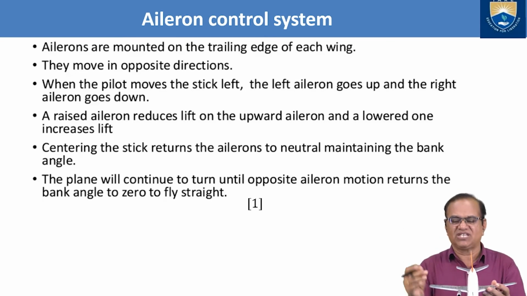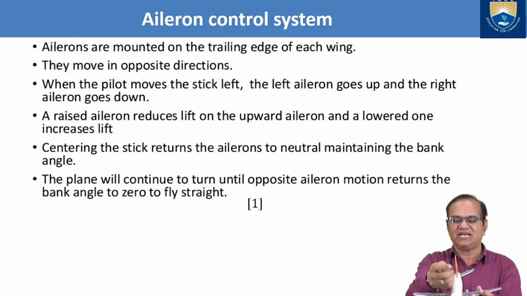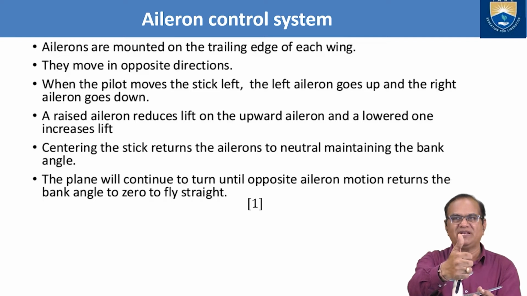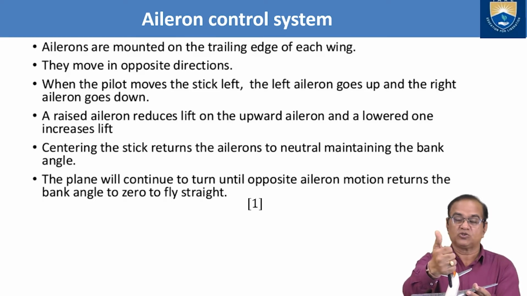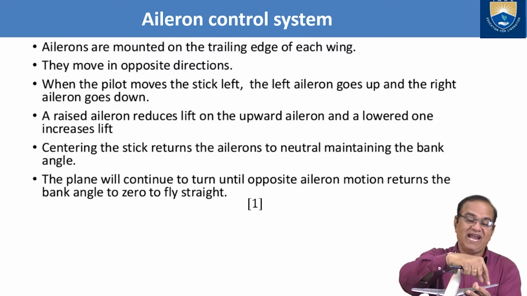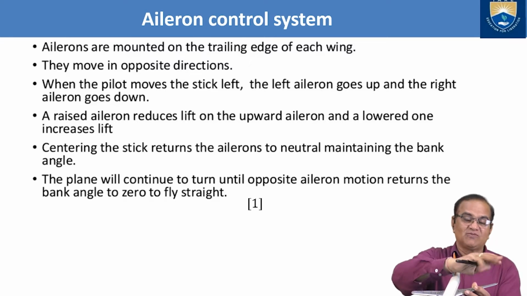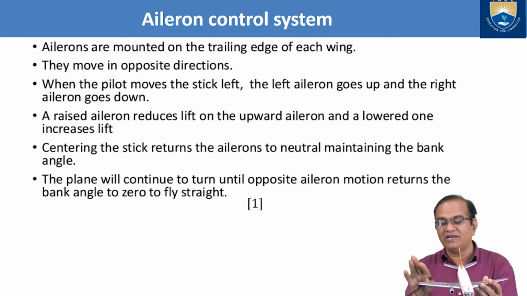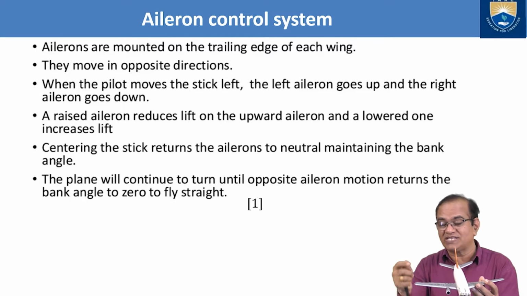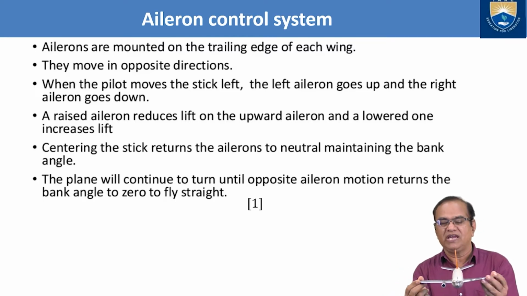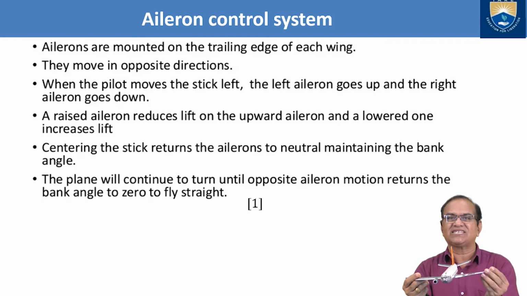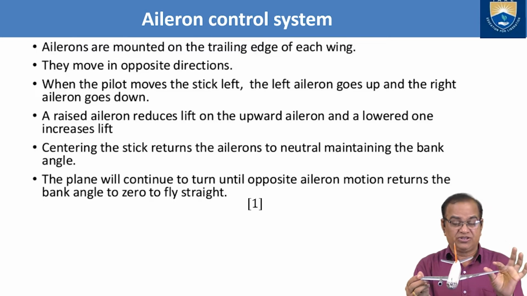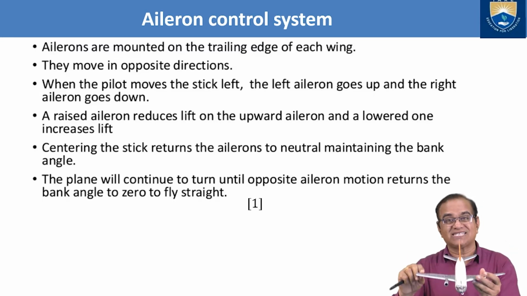When the pilot moves the stick left, like this, what will happen? The left aileron goes up. Whichever side the pilot moves the stick, that aileron goes upward and the other goes downward. The side where the aileron goes downward will generate more lift. So here is more lift and this side is less lift. The aircraft will roll like this. A raised aileron reduces the lift, and the lowered one increases the lift.